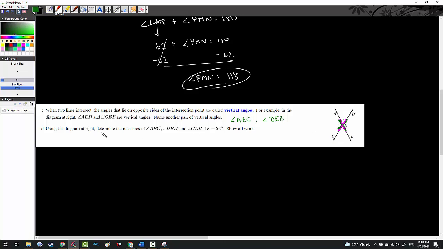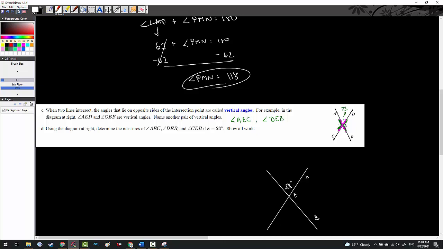It says now, using the diagram at the right, find the measures of angle AEC, DEB, and CEB if x is equal to 23. Okay, so they're telling me that this is 23 degrees, and I'm actually going to enlarge this diagram here because I want to make sure that I have enough space for the work. So from here, this is angle DEB. So I'll call this guy an E right here with a D up here and a B down here. So again, what they're asking us to do is call upon the previous knowledge and make a relationship between these angles.